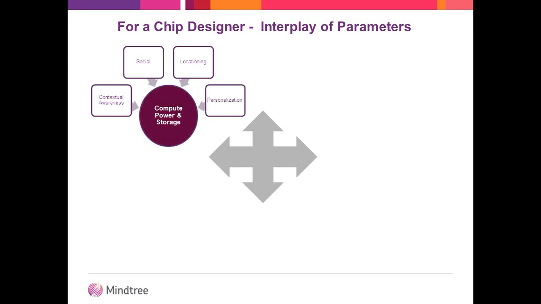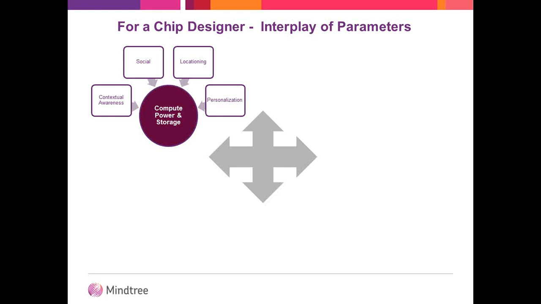If you look at it from a chip designer's point of view, there are 4 different aspects of chip design that you have to address. What you really need to do is look at all of these parameters and attributes and see how each one of them drives your chip design process.